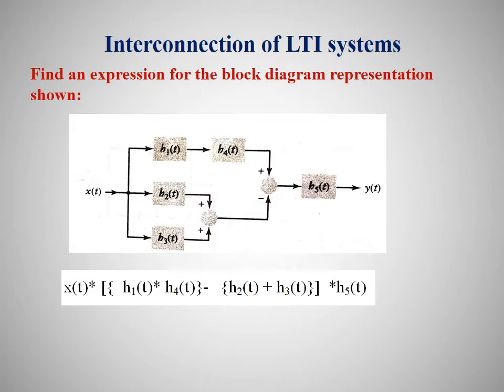So the result is going to be x of t convolved with h1 of t convolution h4 of t, and this is going to be a summation h2 of t plus h3 of t. That is what is represented here, and here it is not summation, this is subtraction, so that has been considered here, and finally again a convolution with the last element, namely h5 of t.